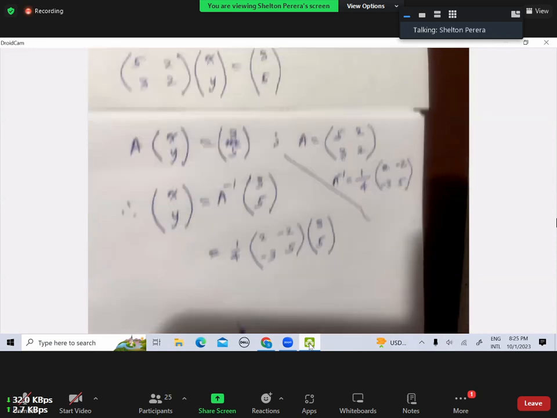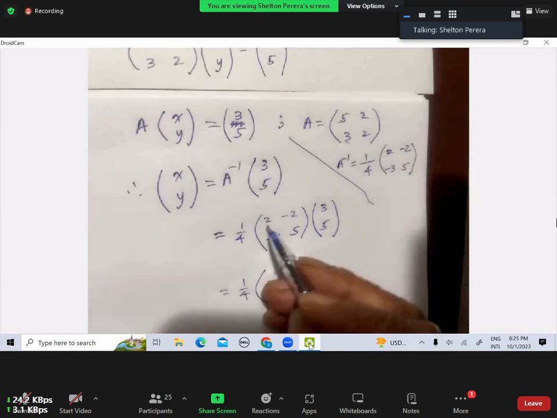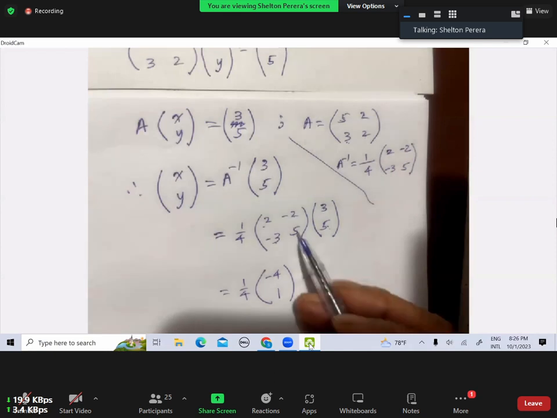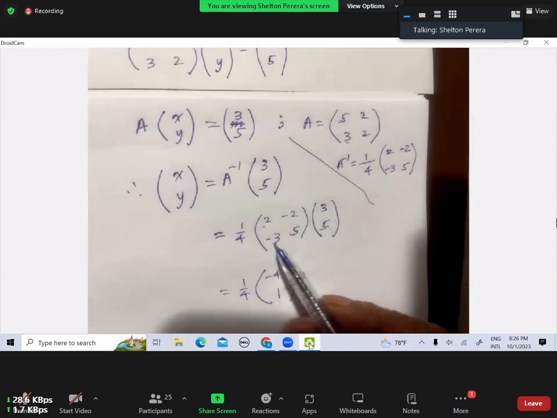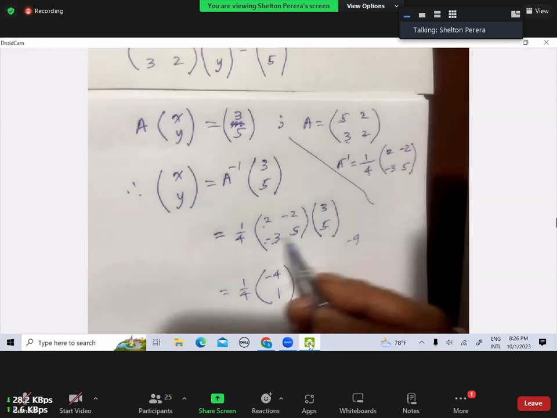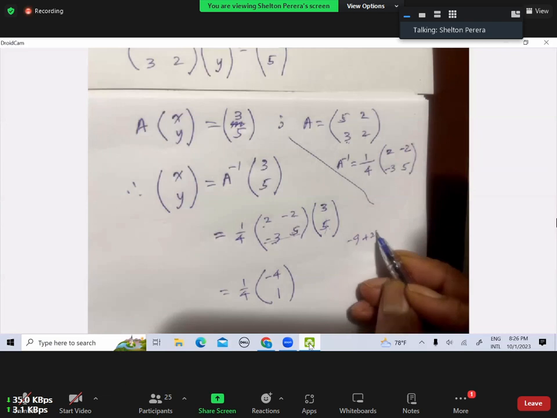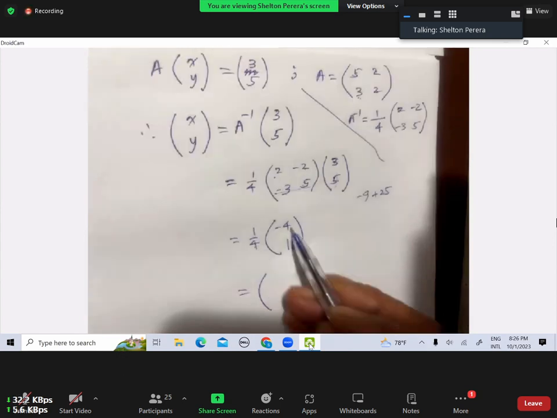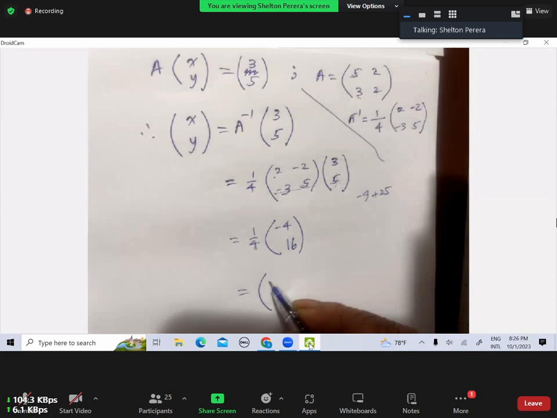Now multiply out and what do you get? 1 over 4. If you multiply, 6 minus 10, minus 4. Minus 9 plus 10, 1. Minus, sorry, I made a mistake. Minus 9, minus 9 plus 25. What is minus 9 plus 25? 16. So the answer is, now multiply by 1 over 4, meaning divide by 4, -1, 4.